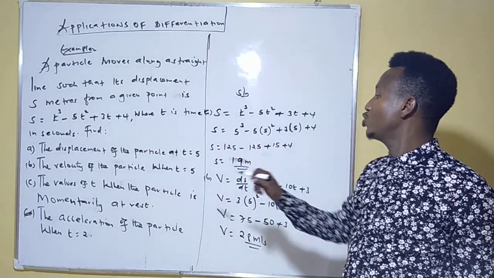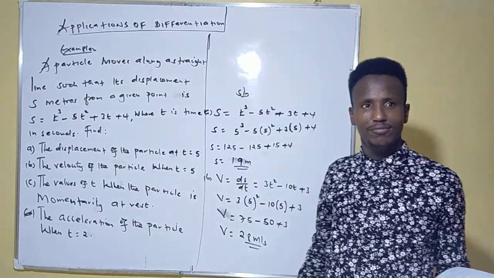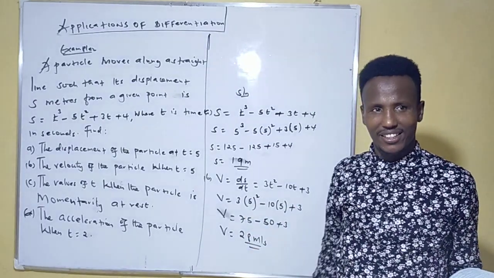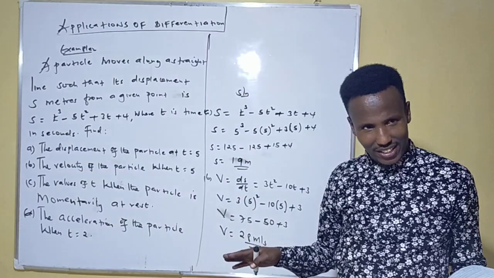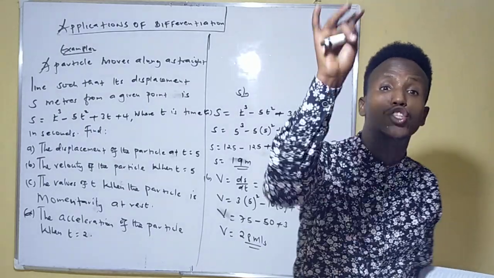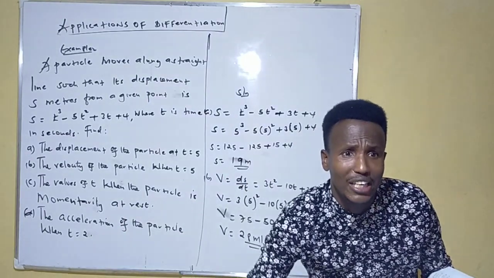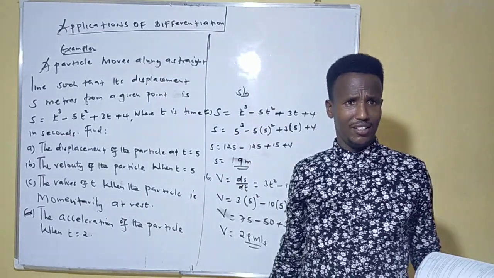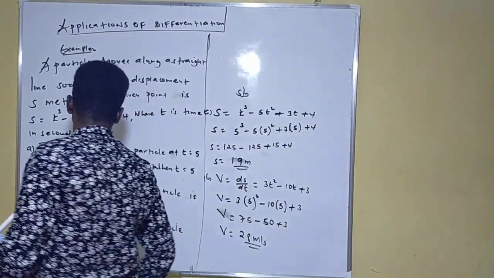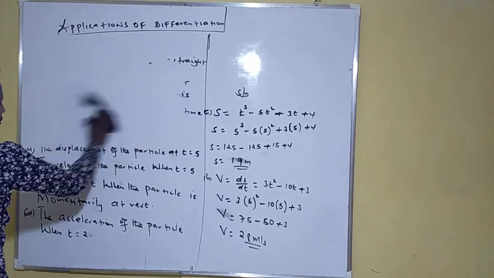Question C, the values of t when the particle is momentarily at rest. That means when velocity is 0. So you take this velocity and equate it to 0. Can you solve that quadratic equation? Very easy, and get the respective values of t. Let's go and solve that. Let me have the top part here so you understand. Okay, guys, let's go.